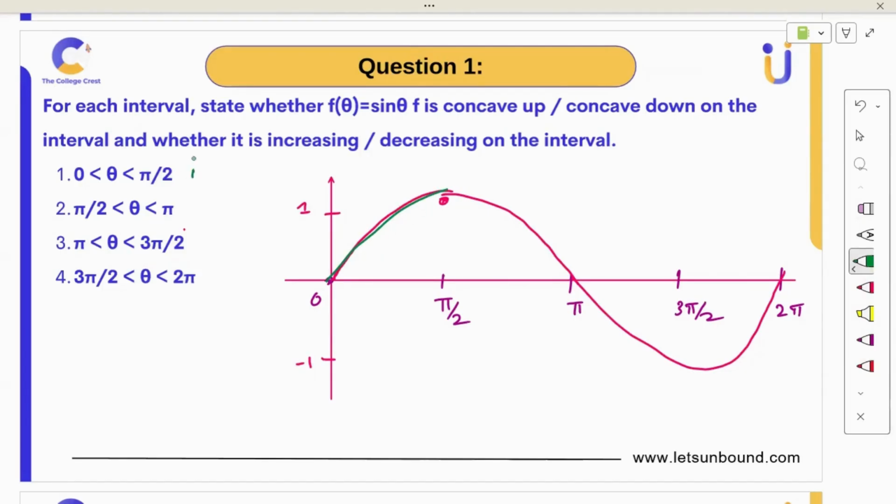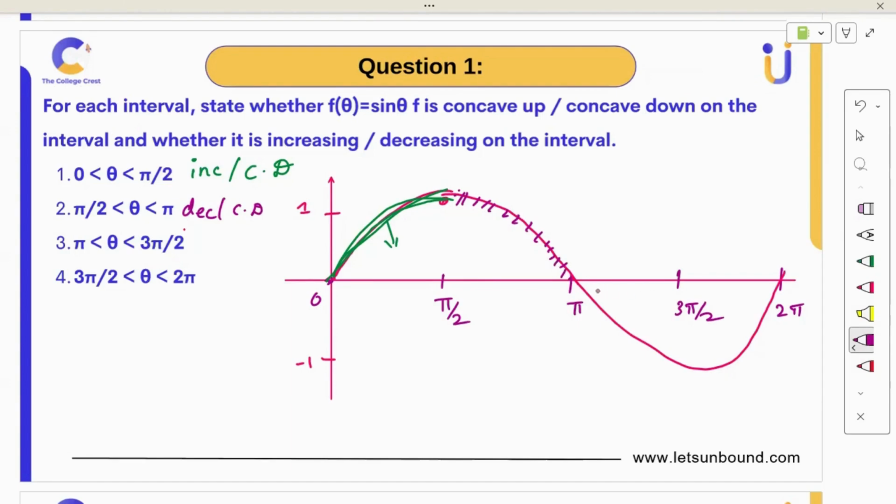So it's increasing. Then it's concave up or down. It's facing downwards. Okay, actually it's something like this. It's facing downwards. So it's concave down. Then pi by 2 to pi, it's decreasing, dropping down. So decreasing, but still it's concave down.